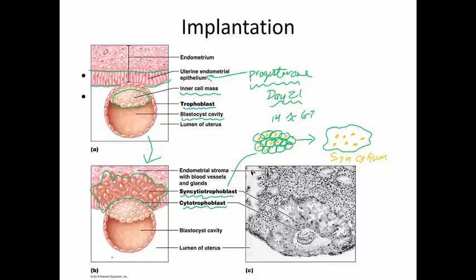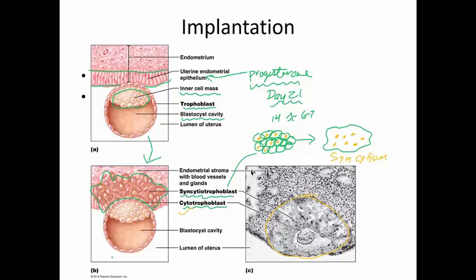Now, you should also be aware that in some situations you can get what's called an ectopic pregnancy, which is when a blastocyst implants somewhere other than the uterus, like the fallopian tube, and it can be life-threatening. This picture here is showing the actual event take place, which is really cool.